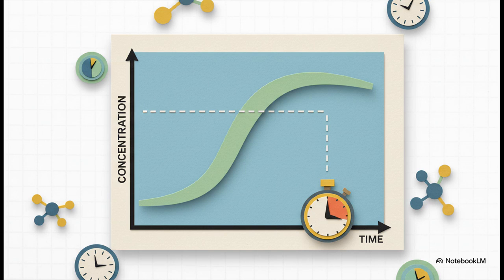And finding it on our graph is actually pretty easy. You just find the final concentration, cut that value in half on the vertical axis, and trace a line over to the curve. Then you drop straight down to the time axis. And for our reaction, we find that the half-life is 2.8 minutes. We just put a hard number on the speed of this chemical change. How cool is that?